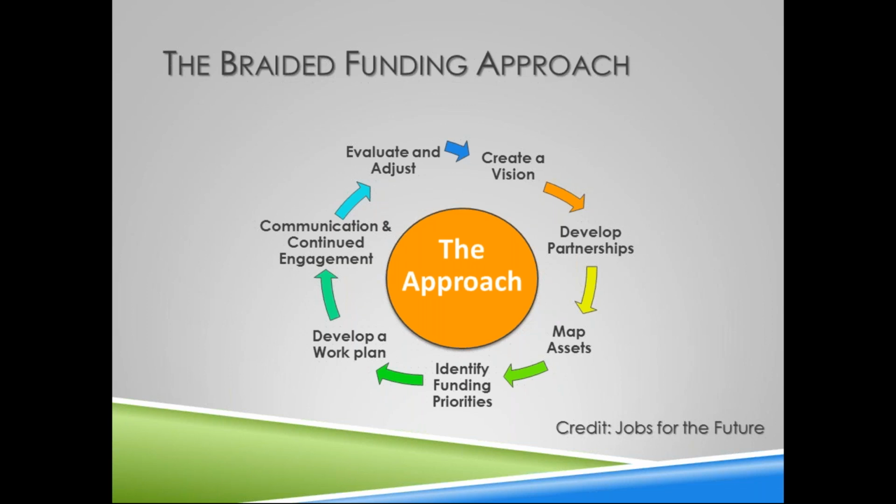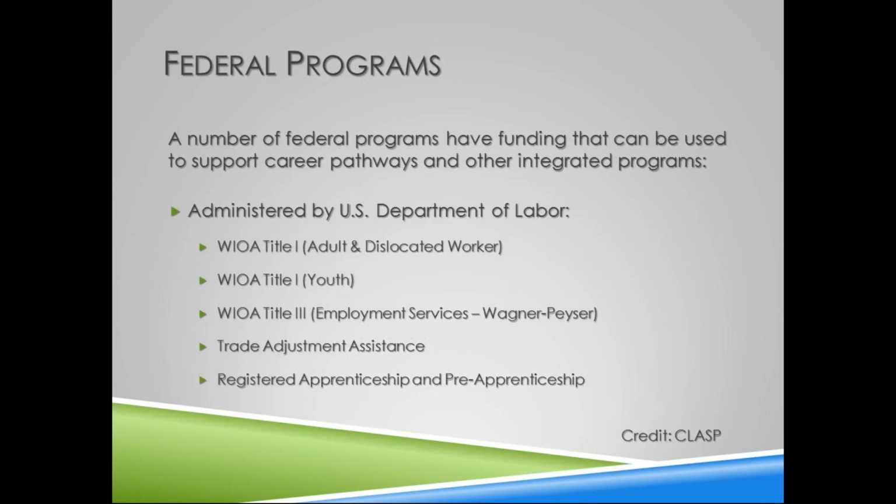Okay, then moving on to the programs that are available. These are the federal programs that are broadly known to be possibly available for braided funding programs, braided funding plans. I've broken these out as CLASP did in their new toolkit, which I will talk about later, by the federal agency that administers them.